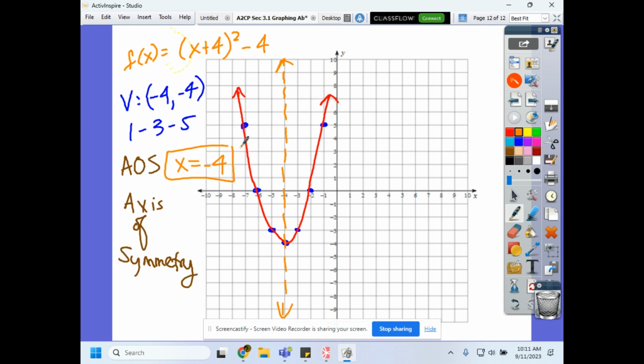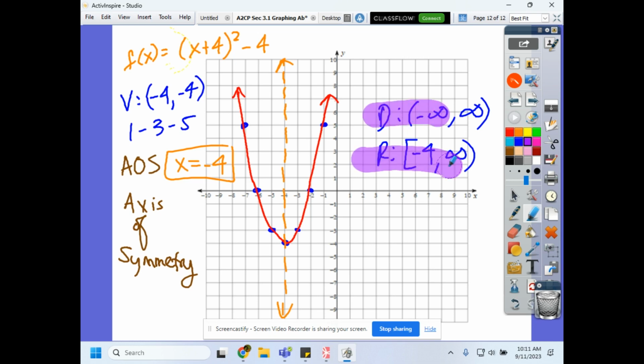Try number 4 now, please, on your own. Oh, sorry, I forgot. What's the domain and range? We always do that one. What's the domain here, Ashlyn? Very good. Jackson, what's the range? What's the lowest point? -4, bracket, to infinity, parenthesis. Very good. So you need to have the domain, the range, the axis of symmetry, the vertex, and of course the graph.